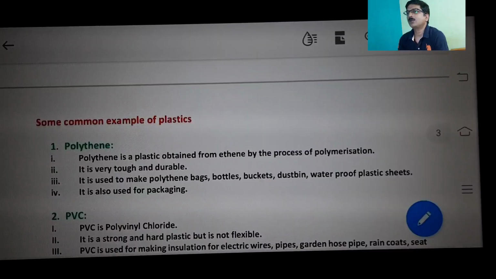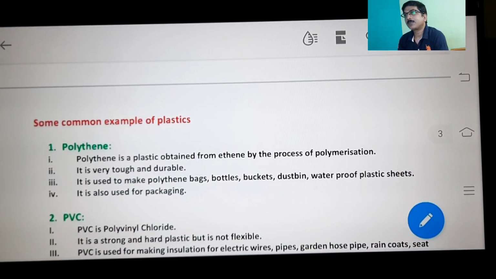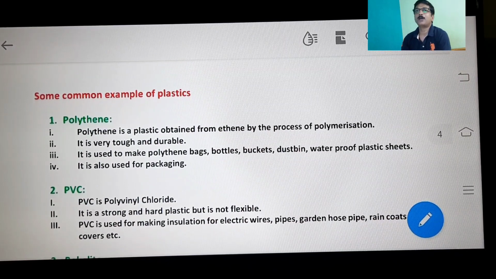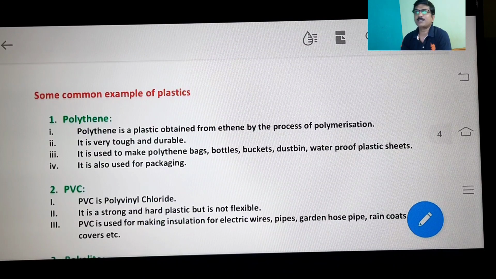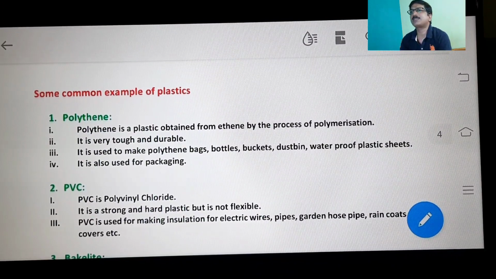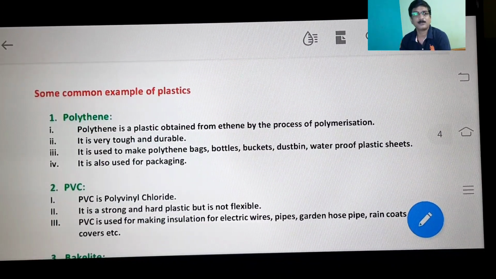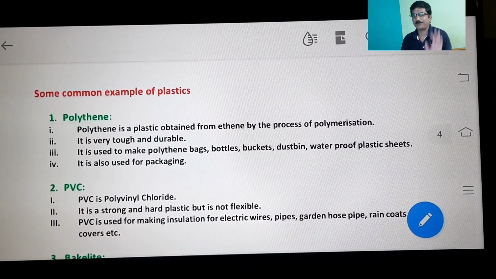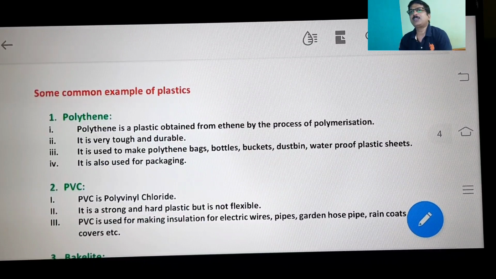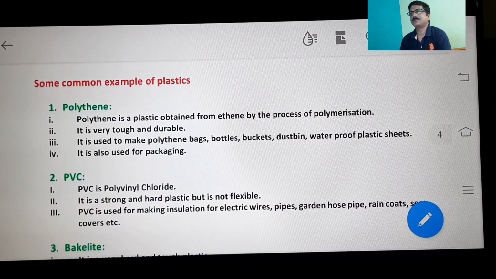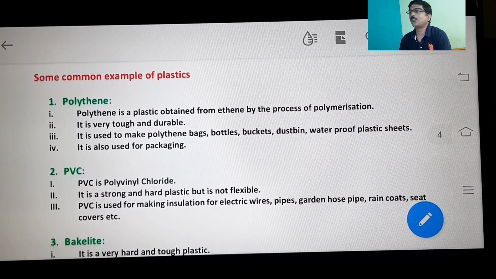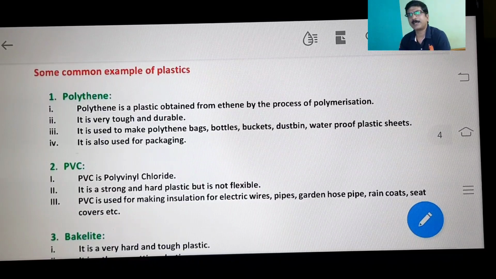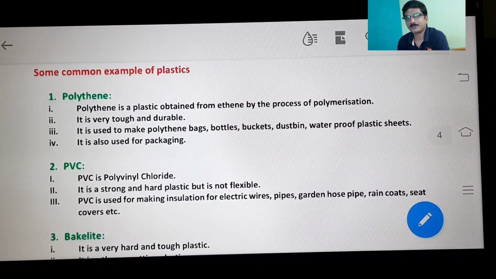First is polythene. So what is polythene? Polythene is a polymer of ethene. Polythene is a plastic which is obtained from ethene by the process of polymerization. That is called polythene, which we are using in our daily life. And it is very tough and durable in nature, long lasting. It cannot be decomposed easily. It takes so many years to decompose.